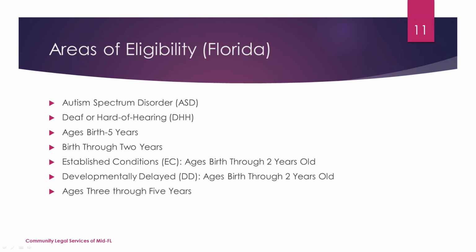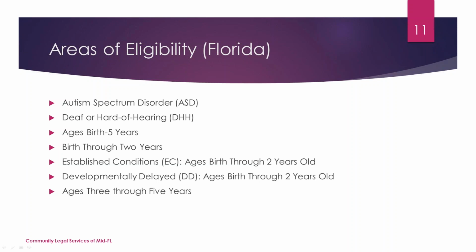There we go. Now, Florida has, interestingly enough, more areas of eligibility for a provision of exceptional education than the federal statutes do. The federal statutes have 11 areas of disability or eligibility. In Florida, we have more than that. So here they are in Florida. These are the designations, not diagnoses, under which you can receive exceptional student education in the state of Florida.